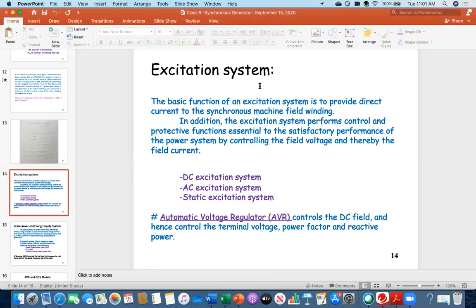You see, excitation system. Everybody see, I have written down for you. The basic function of an excitation system is to provide direct current, meaning DC, to the synchronous machine field winding. Just now I explained. In addition, the excitation system performs control and protective functions essential to the satisfactory performance of the power system by controlling the field voltage and thereby the field current. Now, depending on that, the excitation system could be DC excitation, AC excitation, or static excitation.